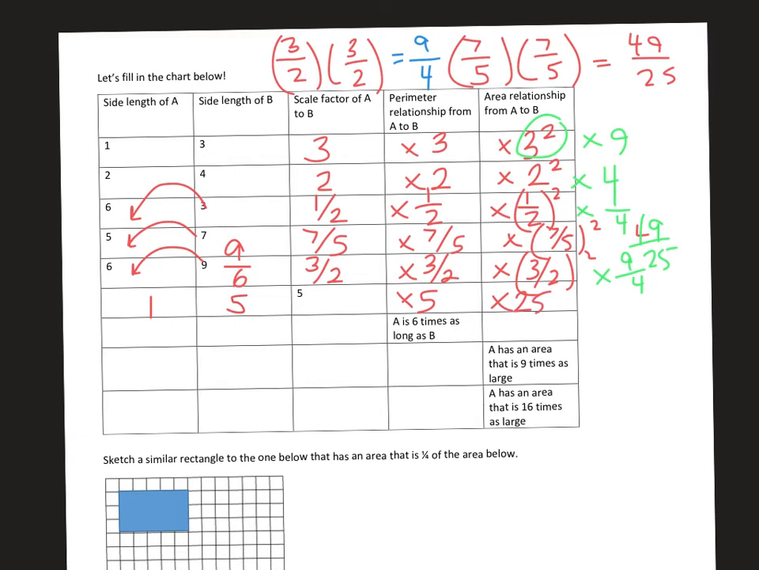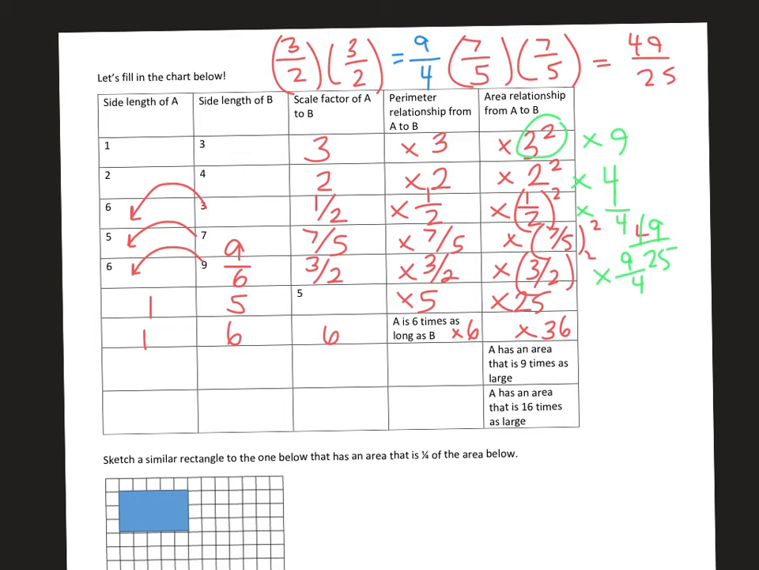So perimeter relationship is 6 times as long, so times 6. So my scale factor is 6. So I'm going from 1 to 6. And again, there can be multiple answers in here. Any number that when you take B and divide it by A, you get 6. So my area is going to be times 6 squared, which is 36.